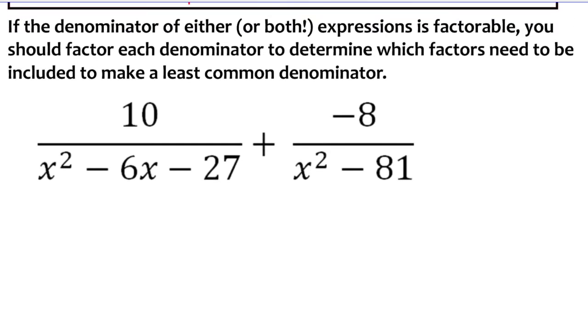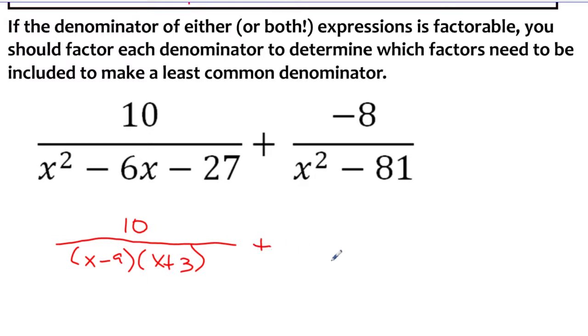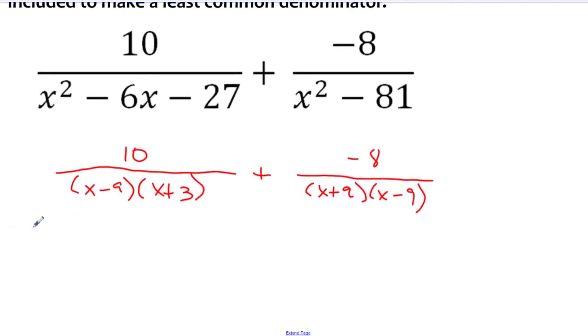So same basic idea. I'm going to factor both of my denominators. In this case, I'm going to say that the first one factors into x minus 9 and x plus 3. I didn't change the denominator or the numerator yet. I'm just factoring, okay? This one turns into x plus 9 and x minus 9 with that negative 8. Okay? And so we need to do a comparison now.